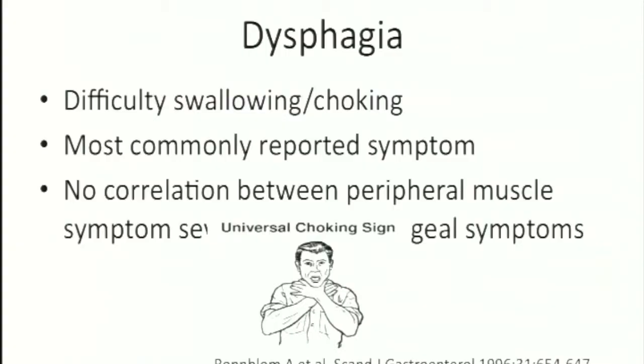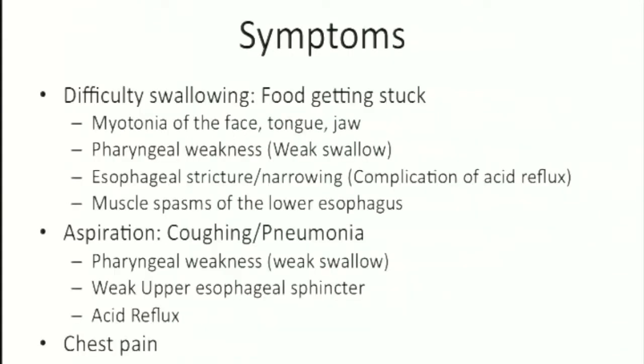Starting with dysphagia, which is difficulty swallowing or choking while eating, it is actually the most common symptom described in DM patients. There's no correlation between the peripheral muscle weaknesses, so the weaknesses in the arms and legs, and the severity of the esophageal symptoms. Symptoms that one can describe are difficulty swallowing or food getting stuck, feeling things get hung up at the level of the throat. This could be due to myotonia of the face, jaw, tongue muscles, pharyngeal weakness or weakness of the swallowing mechanism so that food pools in the back of the throat.